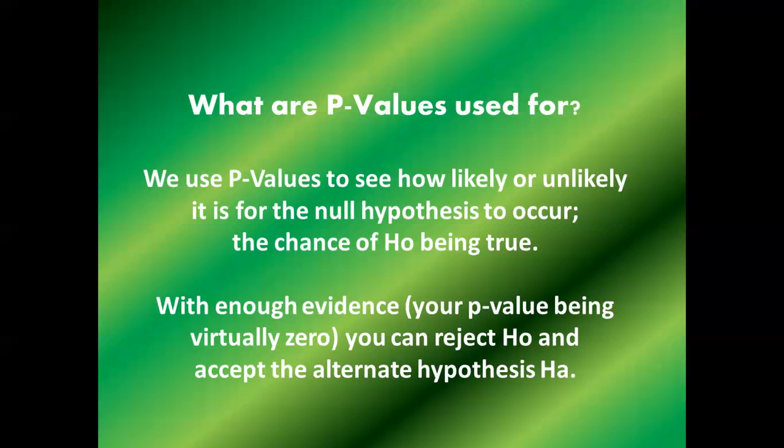We use p-values to see how likely or unlikely it is for the null hypothesis to occur, the chance of H0 being true. With enough evidence, your p-value being virtually zero, you can reject H0 and accept the alternative hypothesis, which is your HA. So p-values just let you know whether to accept or reject H0 and how likely it is for H0 to be true.